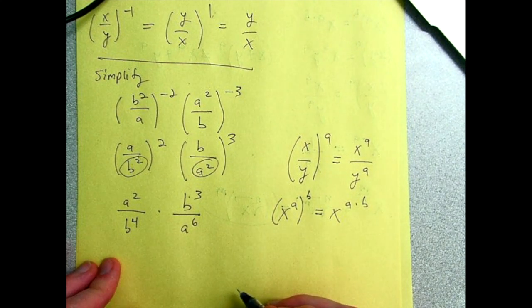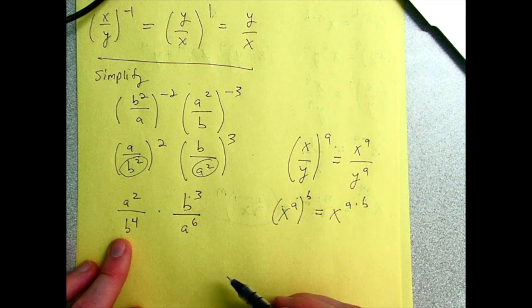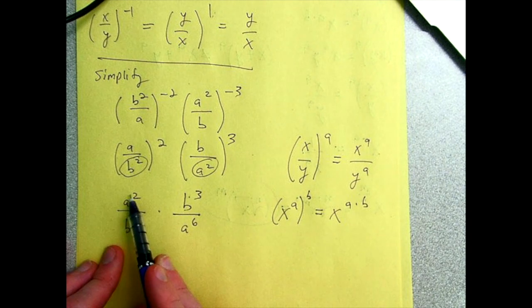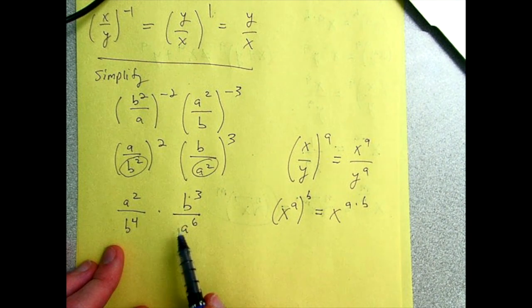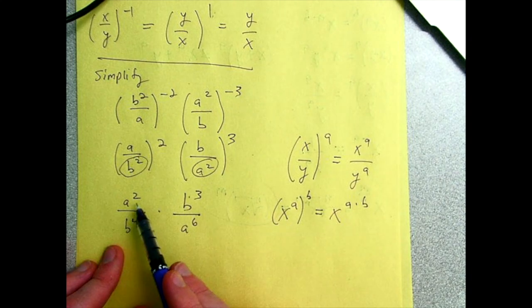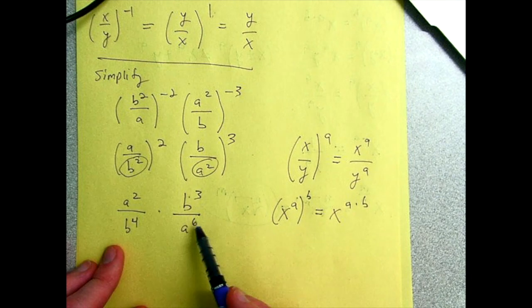Now there's basically cancellation. Technically, there's a few different ways of thinking of this. You could think of this as like a squared over a to the sixth, and then use that rule about subtracting exponents. Like you could think of this as a squared over a to the sixth, which is a to the 2 minus 6.